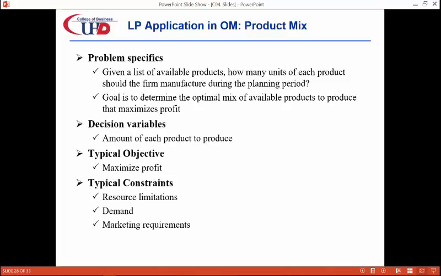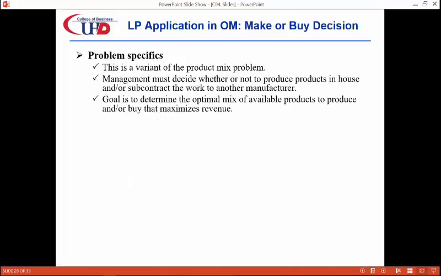Besides the resource constraints, other common conditions to consider include demand and market requirements. A variant of a product mix problem is called make or buy problem. Still, you need to decide the quantities for different products.